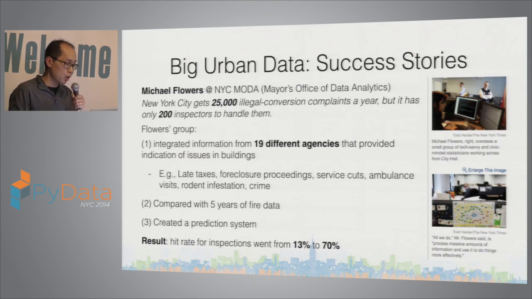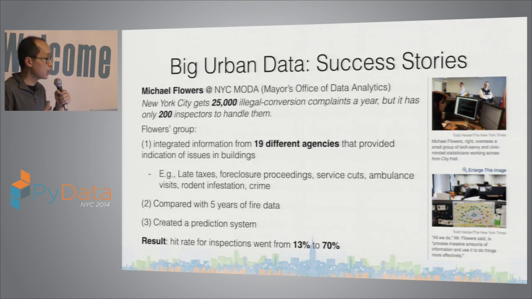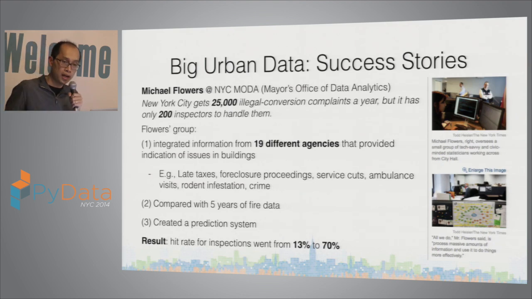And Mike Flowers, who was the head of the NYC MODA at the time, now he's an urban science fellow at CUSP. He really wanted to solve this problem by using big data. So the root of this problem is that there are about 25,000 illegal conversion reports or complaints every year in New York City, but they only have 200 inspectors to do the job. So they go out, they check every single place, and if the place is really severe, with very serious issues with fire hazard, they will issue a vacate order.